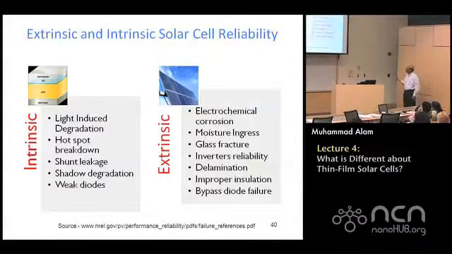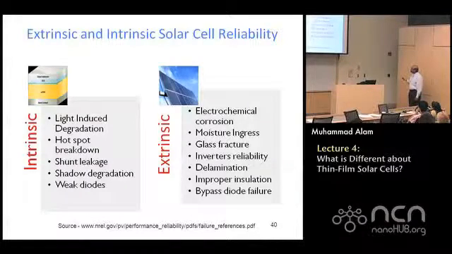There can be corrosion, there can be moisture coming in, and, the most important, delamination. The layers can peel off. And if you are in the Middle East, there are sandstorms, and it can be coated with sand and essentially give no power output. So there are a whole lot of extrinsic reliability issues that people also have to worry about.